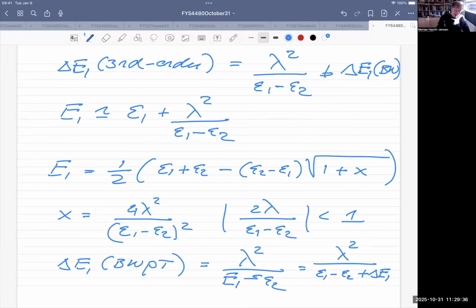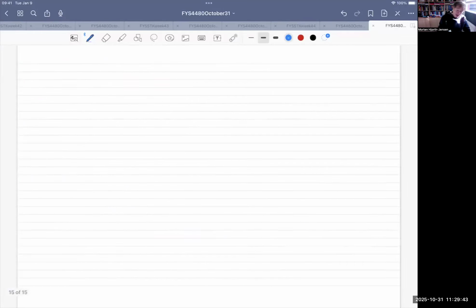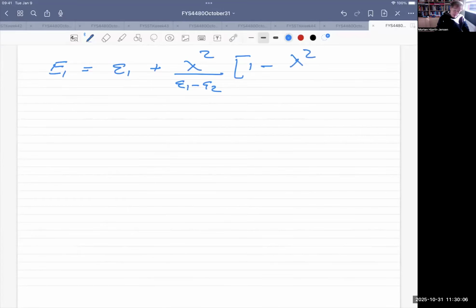But if we look at the expansion of this square root here, let's just look at that one. If I expand the square root, then what I will find is that E1 is going to be equal to epsilon 1 plus, and then I do the expansion, lambda squared over epsilon 1 minus epsilon 2 here, and then I have 1 minus lambda squared over epsilon 1 minus epsilon 2 squared, etc.